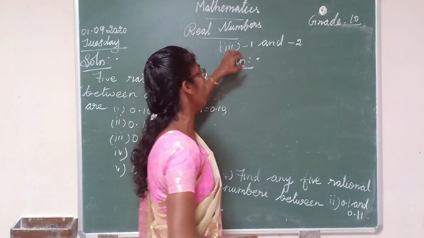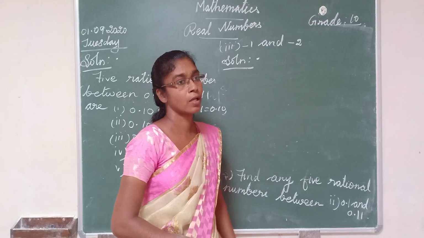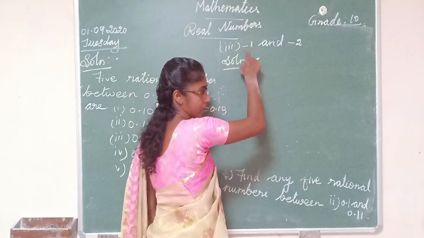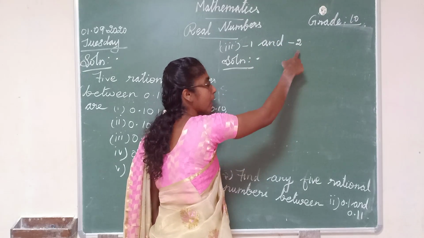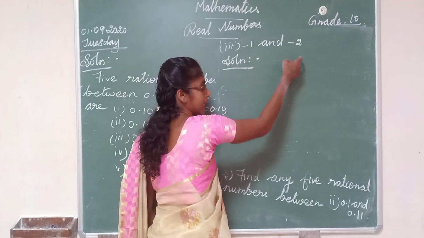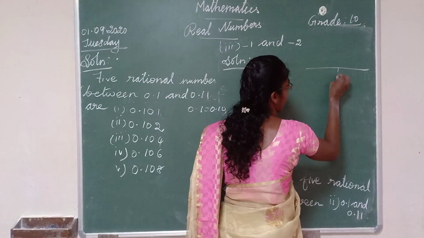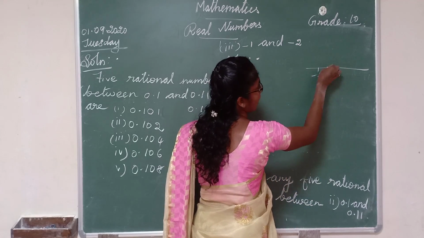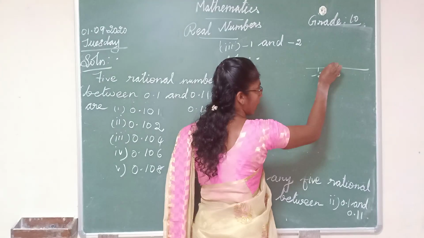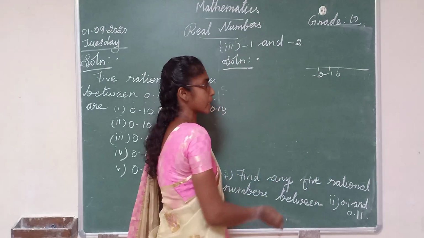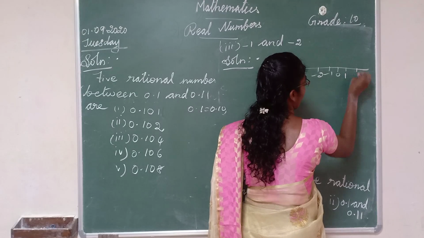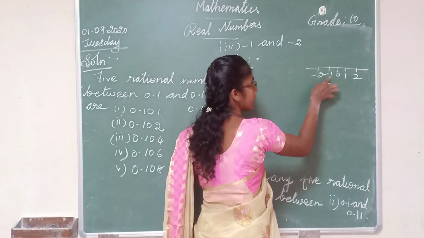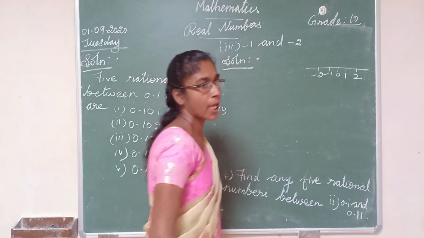Here, which is the greater number, minus 1 or minus 2? Minus 1 only is the greater number. Minus 2 is less than minus 1. Already we know that on the number line, 0, minus 1, minus 2, as we go to the left side, the value decreases. So minus 1 is the greater number and minus 2 is the lesser number. But comparing 1 and 2, 2 is greater, 1 is less. Here minus 1 is greater, minus 2 is the lesser number.